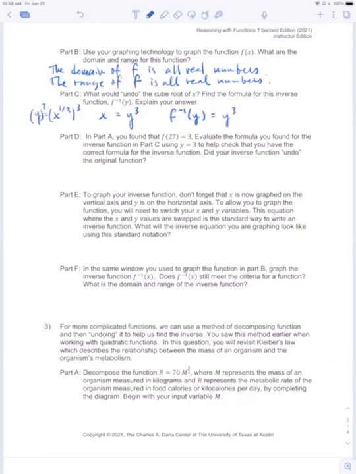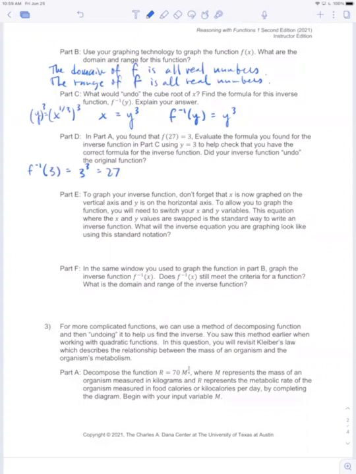So for part D, in part A, you found that f of 27 equals 3. Evaluate the formula you found for the inverse function in part C using y equal to 3. To help check that you have the correct formula for the inverse function, did your inverse function undo the original function? So if we write this out, we could write f inverse of 3 is equal to, well, the inverse function cubed the input, so we'd have 3 cubed, and that would lead to 27. So yes, the answer agrees with our earlier calculation.